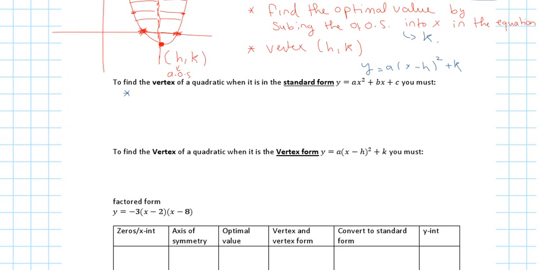Okay? So for this one, you're going to have to factor first. Right? And then follow the steps above. I'm not going to rewrite the steps. Okay? So factor it, find your zeros, find your axis of symmetry by adding and dividing by 2, and then plug it in and find your optimal.